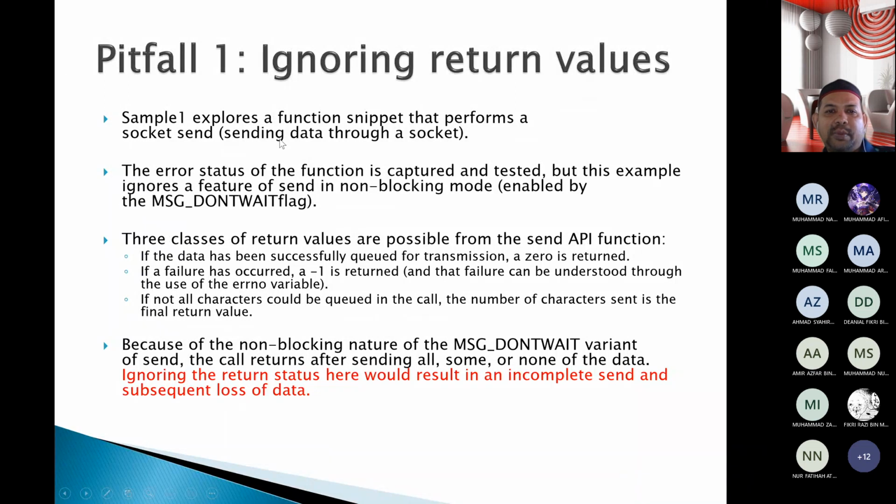Okay. So sample one exposes a function snippet that performs a socket send, sending data through a socket. The error status of the function is captured and tested, but the example ignores a feature: sent in non-blocking mode, enabled by the MSG_DONTWAIT flag. Ni ada kaitan dengan non-blocking. So kita kena pakai MSG_DONTWAIT. Three classes of return value are possible from the send API. Sebenarnya ada tiga. Success kalau dia return zero. Sebab tu saya kata kena letak if else status sama dengan 0. Baru kita consider as 0. Bukan as semua adalah success. Sebab kita dah buat if sama dengan negatif 1 kan? Alright. So kalau tak dia akan return character. Sebenarnya dia boleh return character.